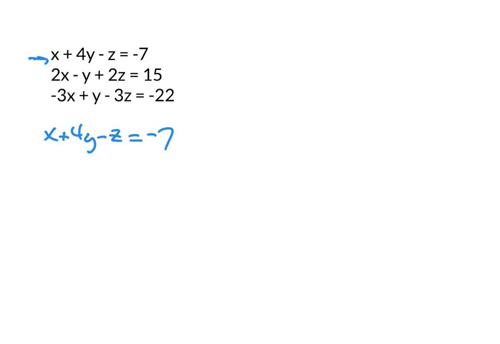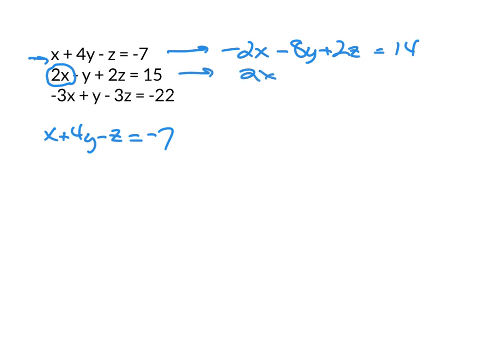Okay, so what I'm going to do next is I'm going to circle that 2x because I want that 2x to disappear. I want to eliminate it. So to eliminate that, I'm going to multiply the whole top equation by -2. So make that -2x minus 8y plus 2z is 14. And I'm going to add that to my second equation.